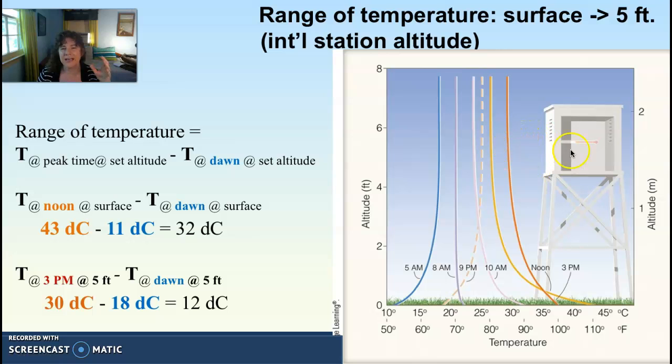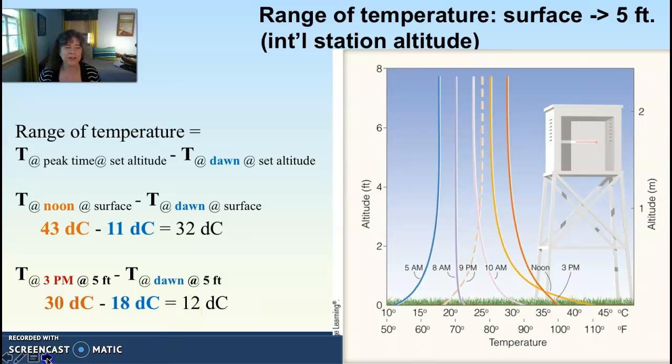If we look at the standard level at the weather station, we would be looking at highest temperatures that didn't happen at noontime, but that had happened at 3 p.m. That was at about 30 degrees Celsius at 3 p.m. And you're subtracting that from the dawn temperature, which was at about 18 degrees Celsius. 12 degrees Celsius for a range of temperature at 5 feet, much less than the range at the actual surface.